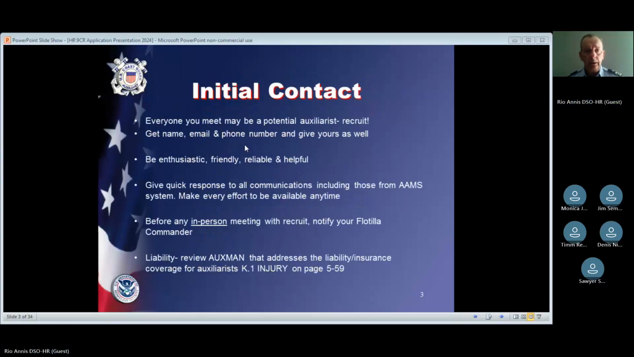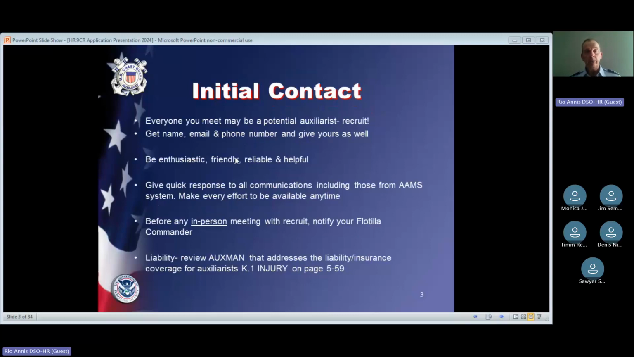Everybody is a potential auxiliarist, and it isn't just the HR person that does the recruiting. It's anybody in the flotilla. Any member is a recruiter. So anybody you might meet could be that next prospect, so you always want to think about recruiting. Get their name, their phone number, their email, exchange, give yours as well, and try to maintain contact until they say they're actually not interested, and then you don't have to worry about it anymore.